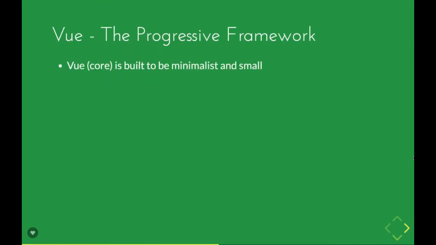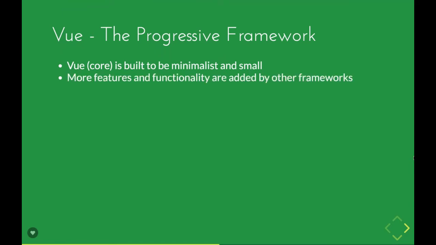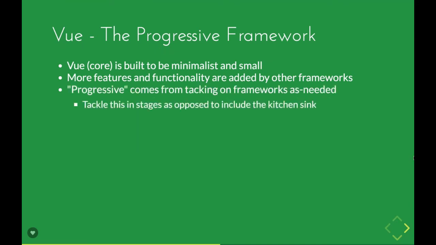So the progressive framework, why is this really called this way? Well, Vue, the core of it, is built to be minimalist and small. Again, think little Angular, right? Angular was a little bit too big. So more features and functionality are added by other frameworks. It's not a framework that has absolutely everything baked in. So progressive comes from tacking on frameworks as needed. So you have the core, then you might add the router, then you might add another part of it, for example. So instead of doing the whole kitchen sink thing, you can include this in stages.